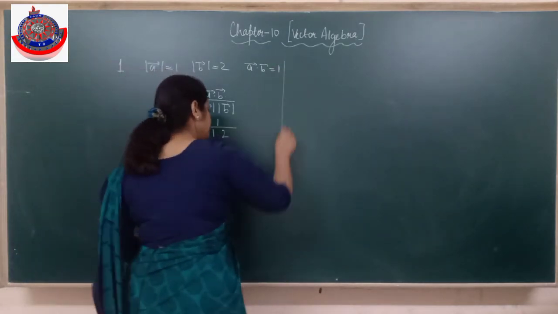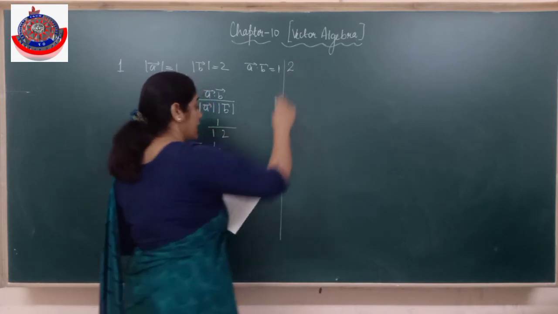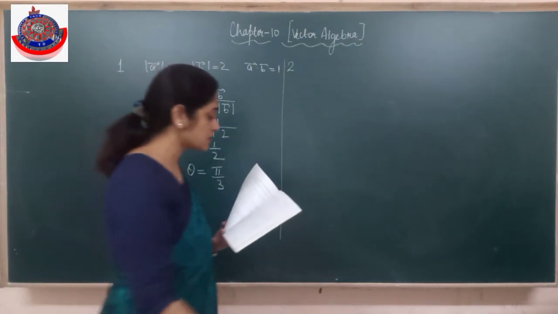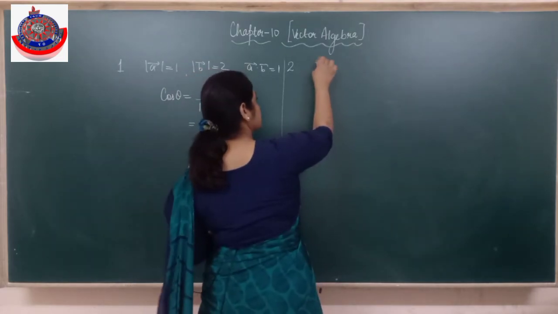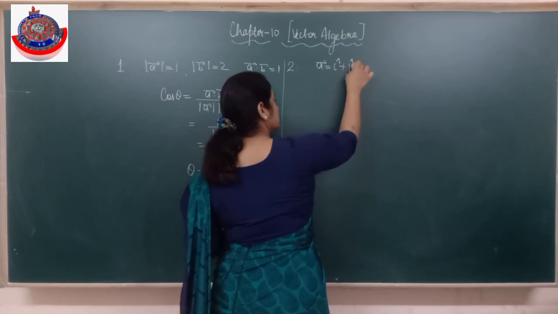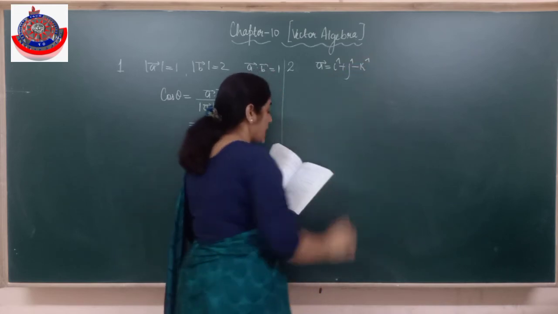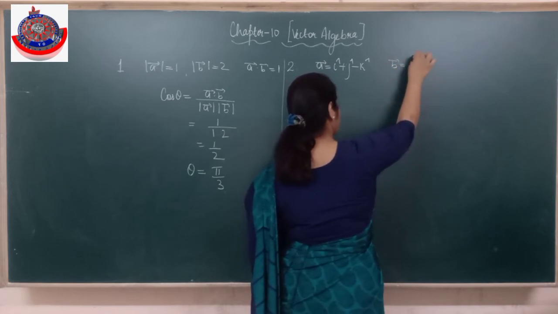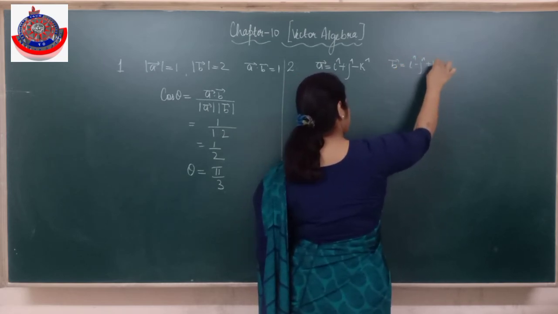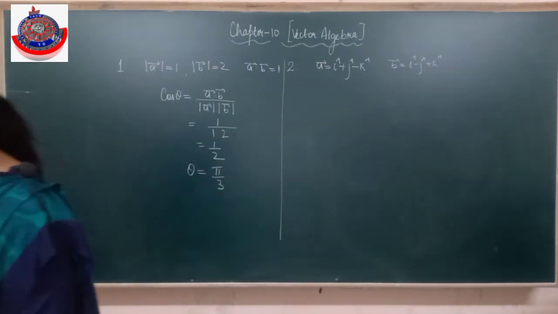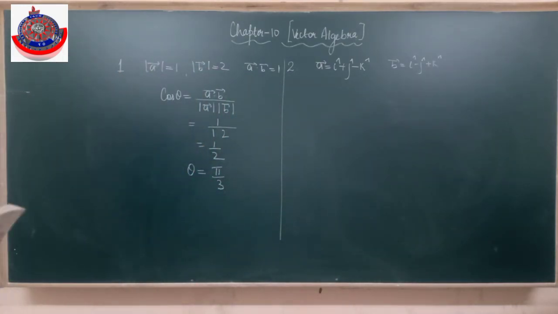The next one. He says, find angle theta between the vectors A and B, where B is given to be this.